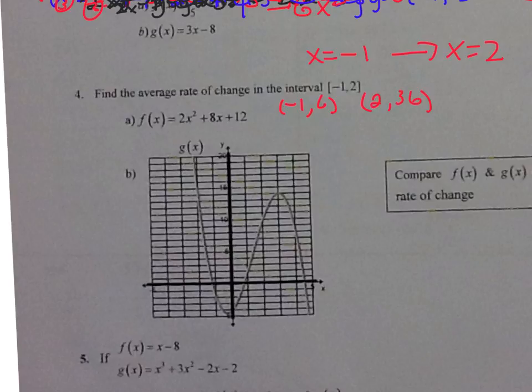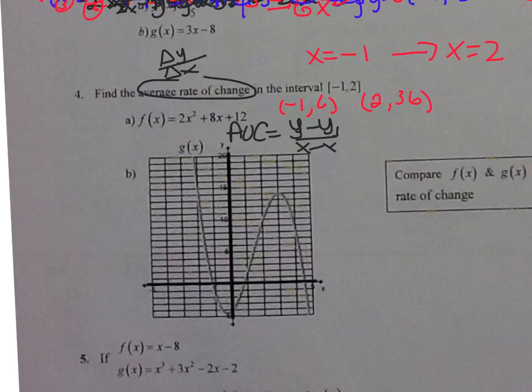Now remember, the average rate of change is the change in y over the change in x. So let's put AROC for average rate of change. So it would be y minus y over x minus x. So I'm going to do 36 minus 6 over 2 minus negative 1. That's 30 over 3, which is equal to 10. That's the average rate of change for f of x.